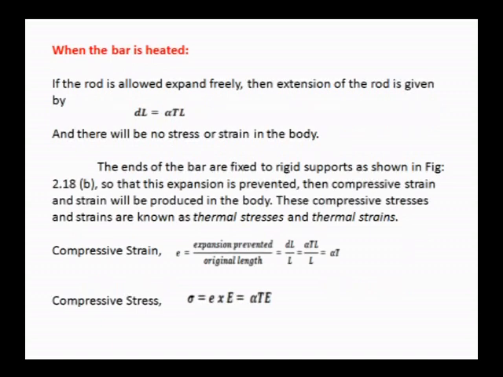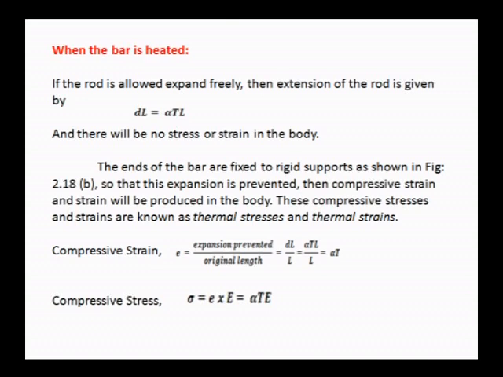So how to calculate the thermal stresses is a very important thing. If the rod is allowed to expand freely, how do we calculate the extension? Extension dl is equal to alpha T into L. dl is the change in length. Here we are calculating the change in length, which is alpha T L.